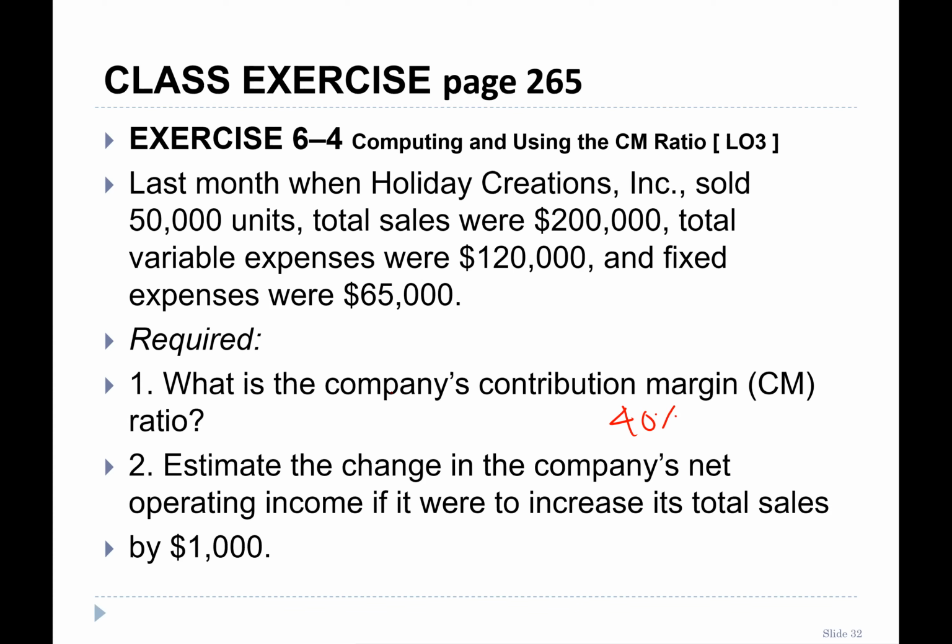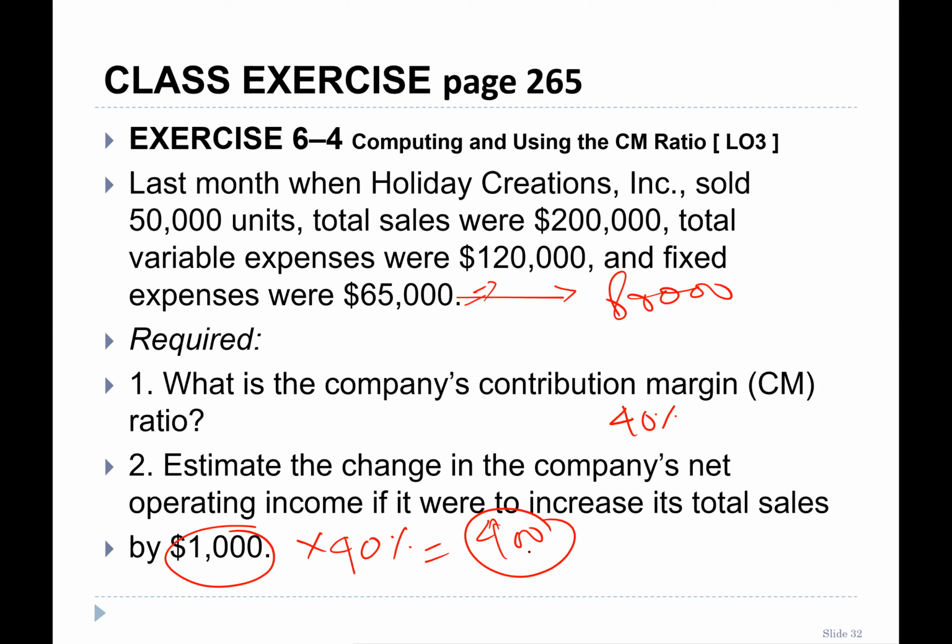Estimate the changes in company's net operating income if it were to increase its total sales by 1,000. Okay, so our CM is above our fixed expense. Yes, because CM is 80,000, which is above our fixed cost. So we can say that if sales are increased by 1,000, contribution margin will be increasing by 40%, and that will be contributing to the operating income.